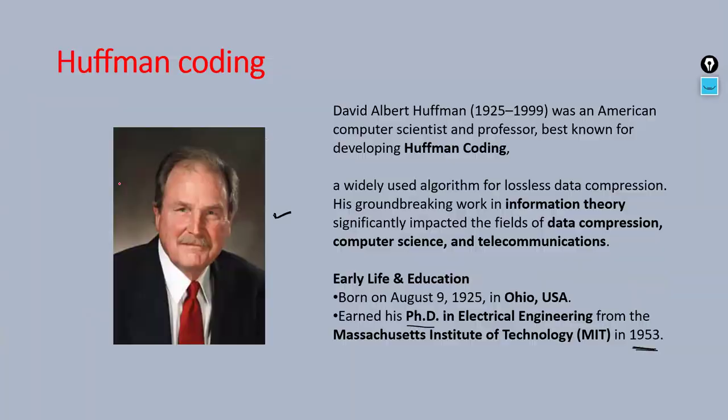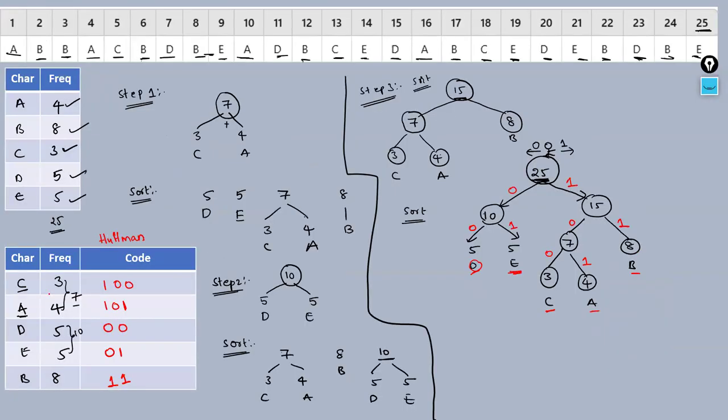But when you go for Huffman code, is each character represented by the same size? No. Here C is represented by 3 digits, B is represented by 2 digits. So is it fixed length? No. This is called variable length. So is Huffman code fixed length or variable length? Variable length.